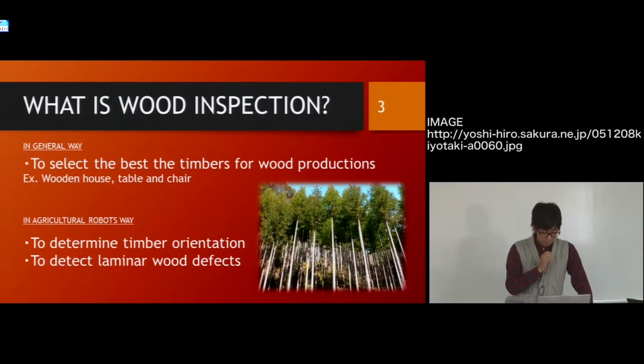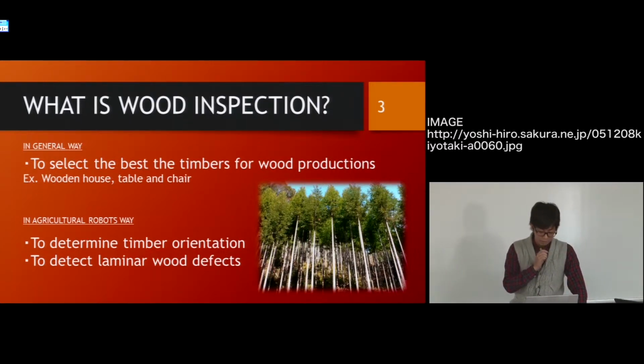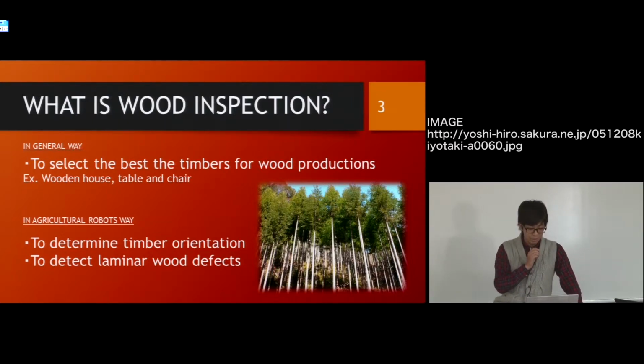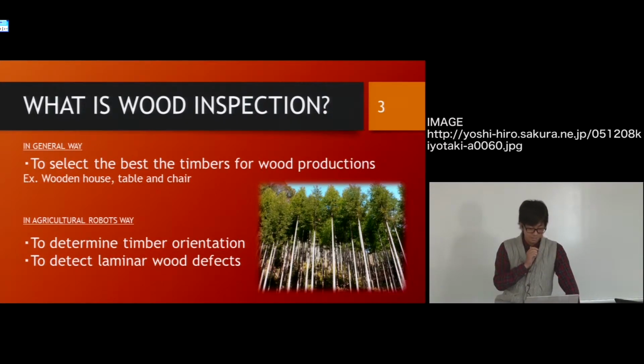Maybe generally speaking, the answer is to select the best timbers for wood productions like wooden houses, tables and chairs. However, if I mention it in an agricultural robot way, the meaning would be to determine timber orientation and to detect laminar wood defects. Then how should we decide, okay, this is good or this is bad? I mean, what would be the criteria to distinguish them?